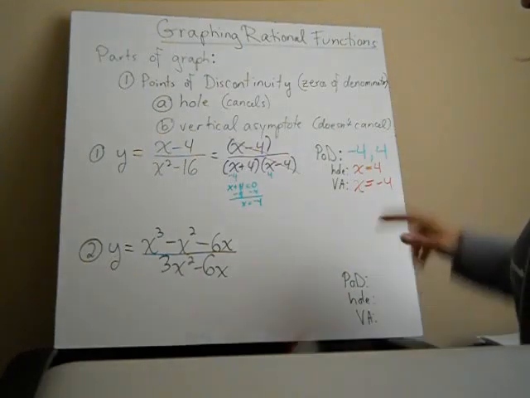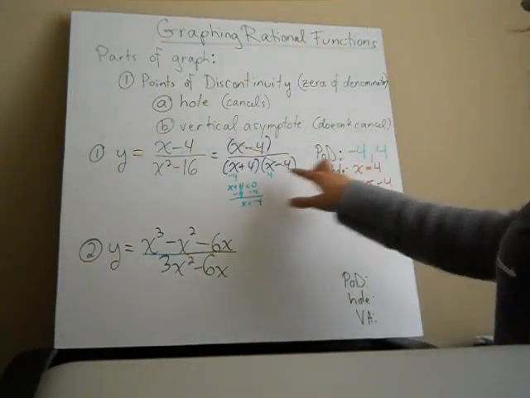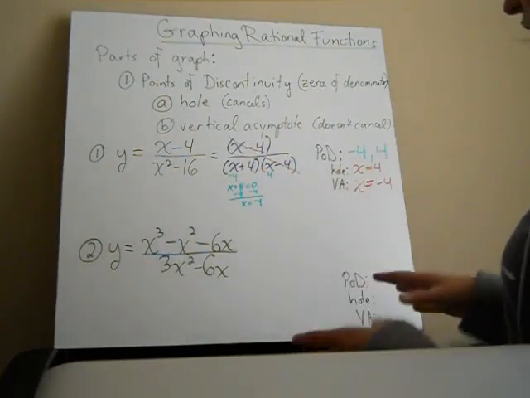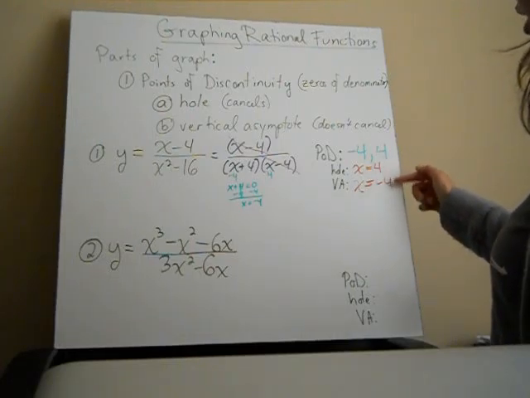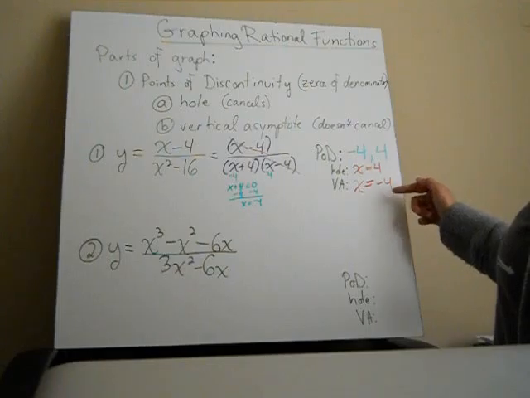And make sure you notice that these two combine to make up these. Points of discontinuity are the zeros of your denominator, but once you've figured that out, those need to be further classified into either a hole or a vertical asymptote.